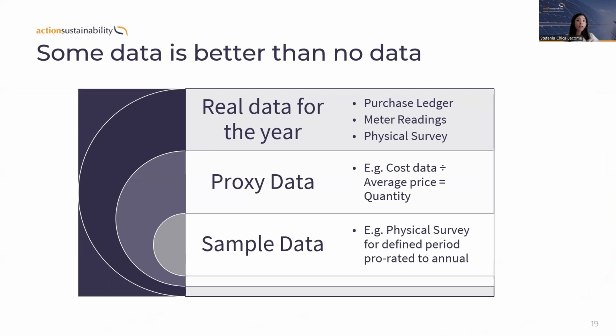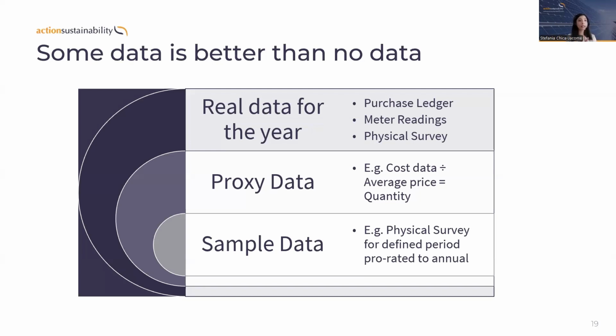Important to mention that sometimes organizations do not have all the data they need to measure their scopes. And in those cases, it is okay to use other methods. For example, using proxy data or using extrapolation in order to cover those data gaps. I'm going to give an example here.